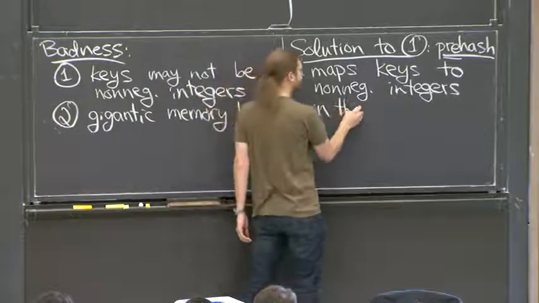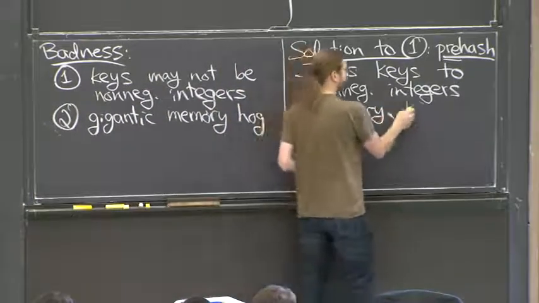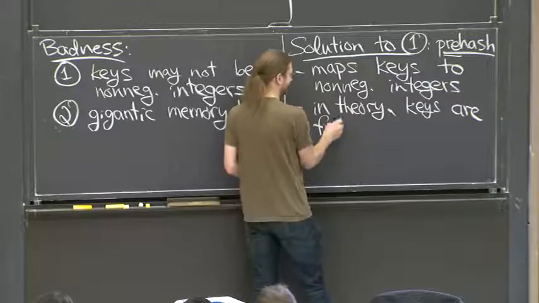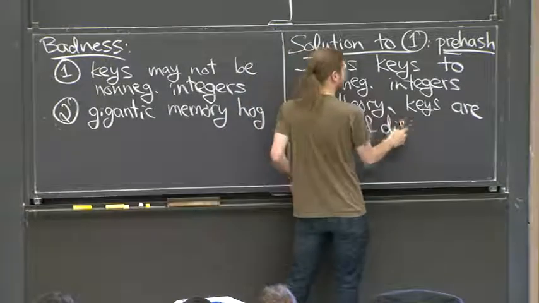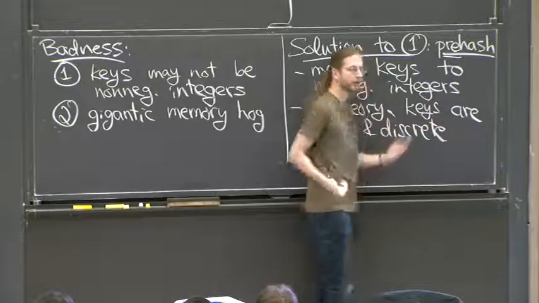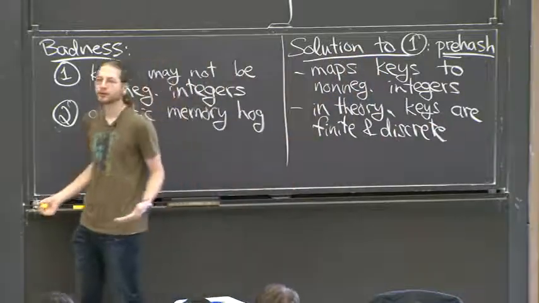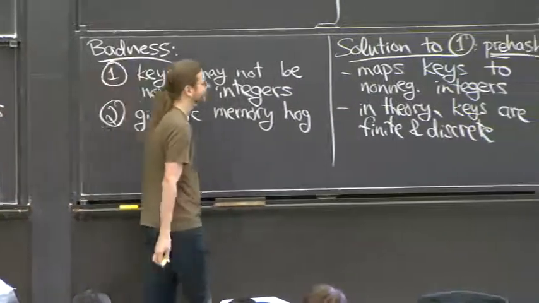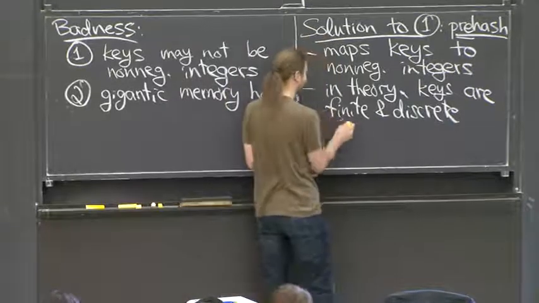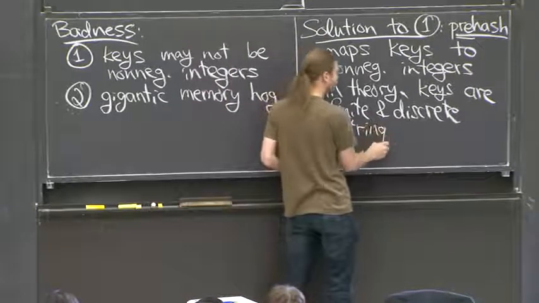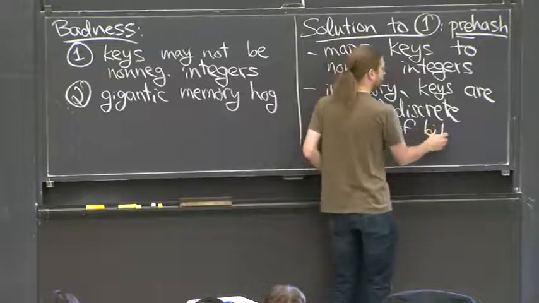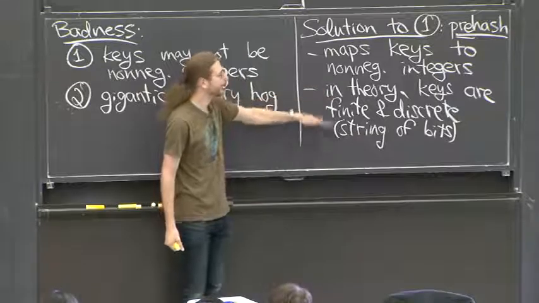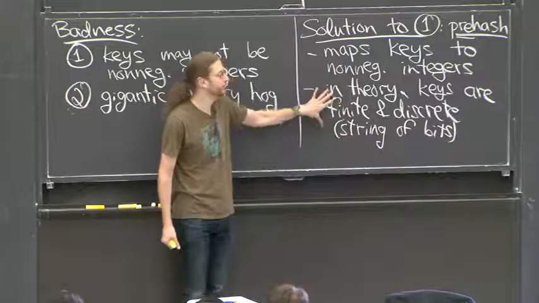In theory, keys are finite and discrete. We know that anything on the computer can ultimately be written down as a string of bits. So a string of bits represents an integer. So we're done. So in theory, this is easy. And we're going to assume in this class, because it's sort of a theory class, that this is what's happening. At least for analysis, we're always going to analyze things as if this is what's happening.